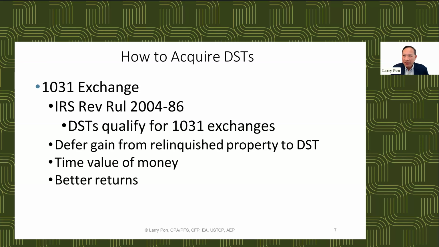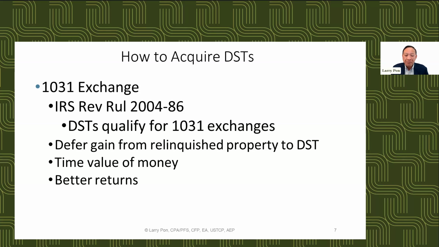Now, it depends on what the return's going to be on the DST. It could be 5%, 6%, 4%, depending on the type of property it is. But that's a whole lot better than nothing, right? Or a whole lot better than not having that money. So if you have a large tax bill, that's certainly a consideration.